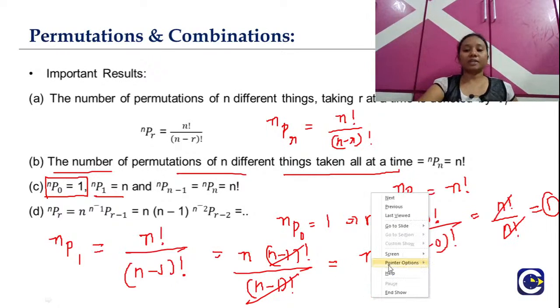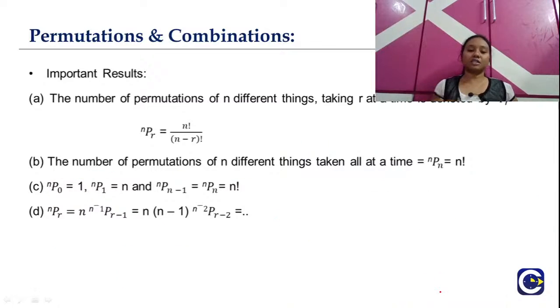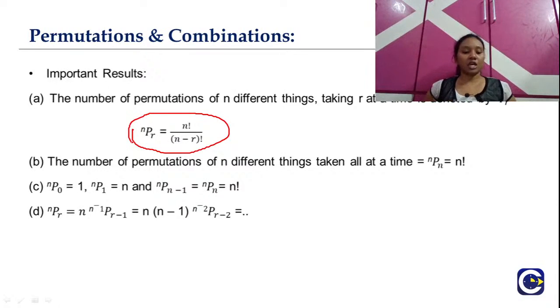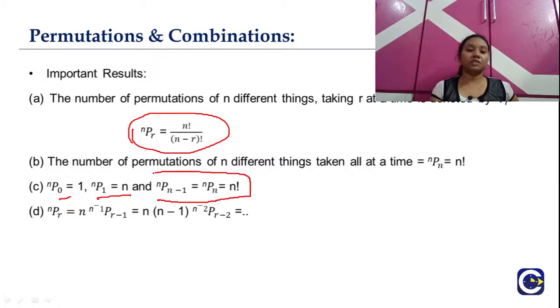That's why you can get the answers by using our general formula, that is nPr equal to n factorial by n minus r factorial. If not, for ease, you can remember these to save time while doing the questions. You can remember nP0 is equal to 1 and nP1 is equal to n. Similarly, nP(n minus 1) will be equal to nPn, which is equal to n factorial.